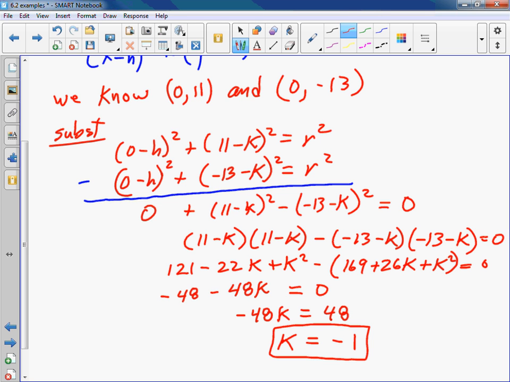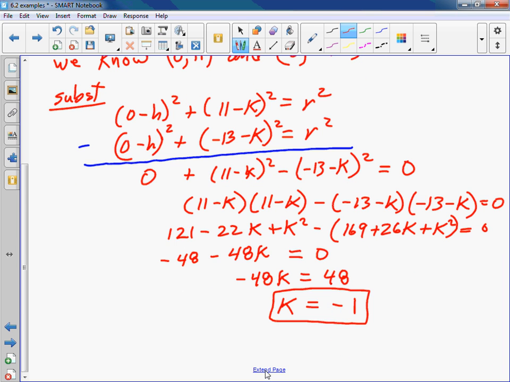Okay, worries? Again, you don't have to take notes on this if you don't want to. I'll put it online tonight. All right, now that we have k equals negative 1, guess what we can do next?